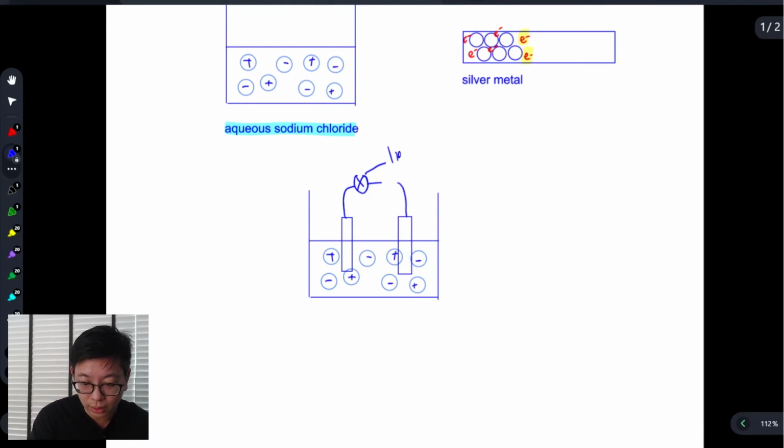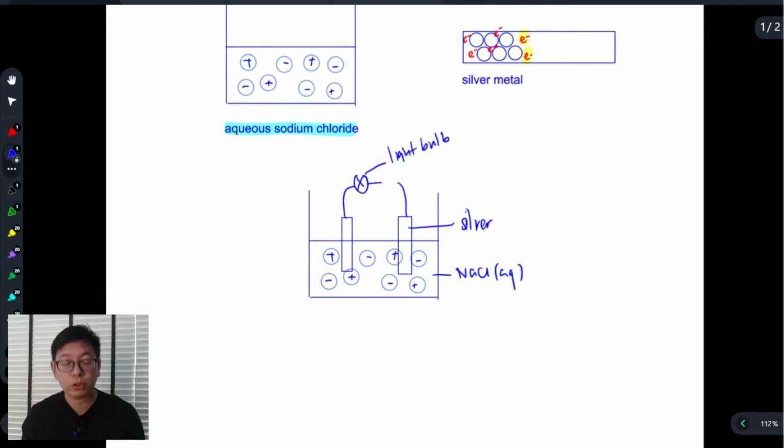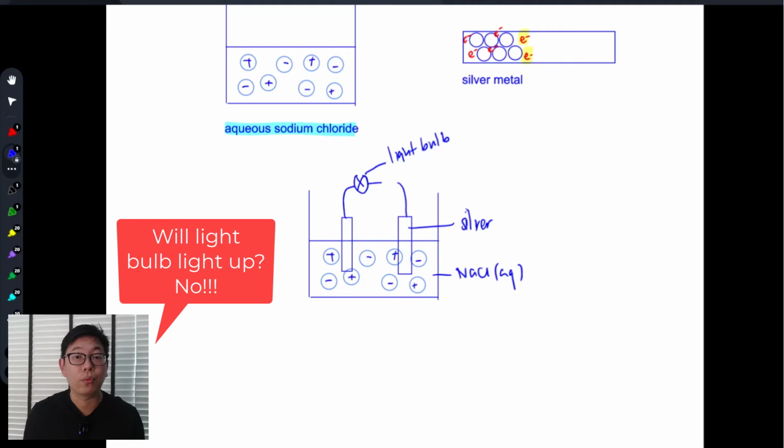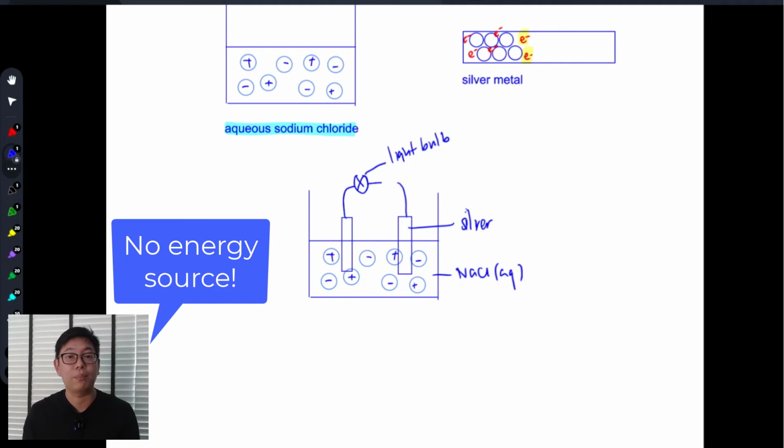For those of you not too sure, light bulb. And then here we have your silver metal. And of course here you have your sodium chloride aqueous. Now, first question, will the light bulb light up? Answer is no. Why? Because there is no energy source. We need a battery in order for it to light up.